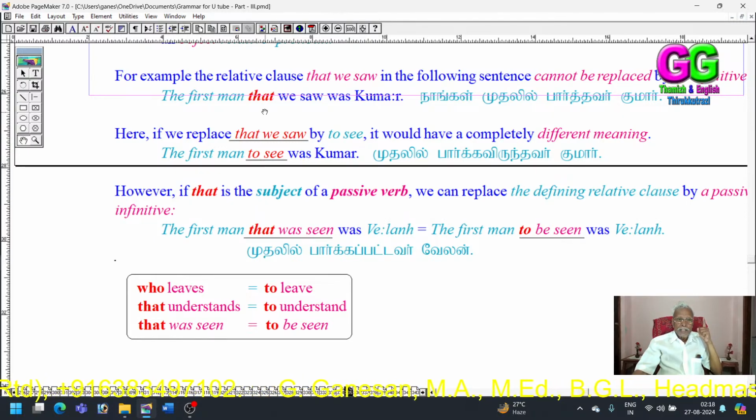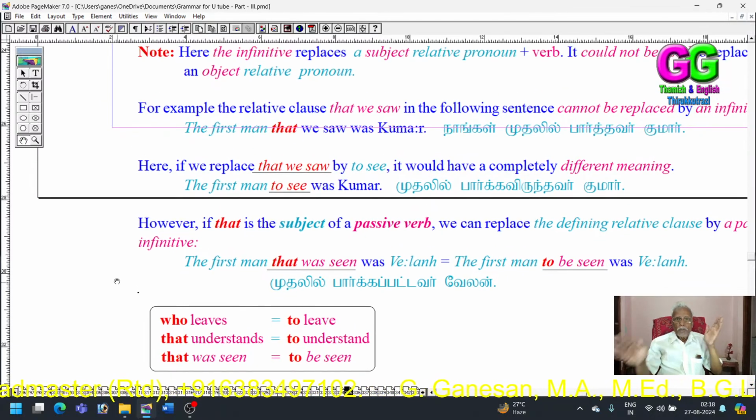This sentence, "The first man that we saw was Kumar," cannot be replaced by the infinitive "to see." It cannot be done. But here, "The first man that was seen was Kumar" can be replaced because it is in passive voice. The verb after the subject that is passive, was seen. So "that was seen" can be replaced by "to be seen." If this is the infinitive, this is the relative clause. It is possible.